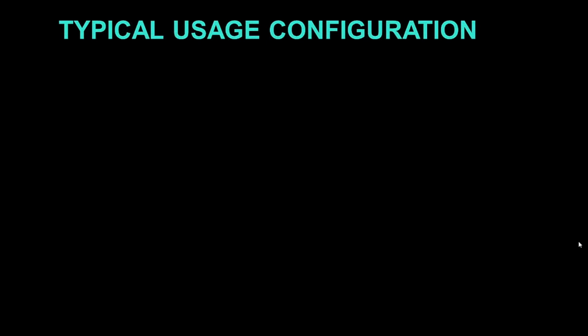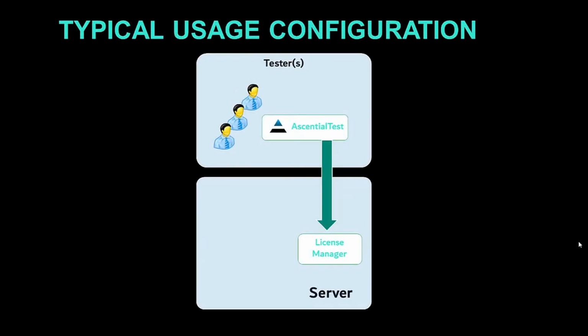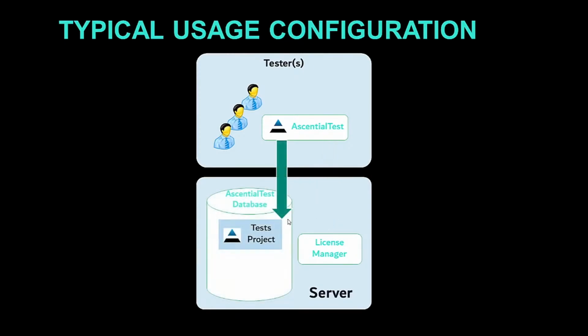Let's take a look at a typical usage configuration. Now, AscentialTest is a testing tool that operates on your desktop, and it talks to a license manager. Your test projects are stored in a database, and as I mentioned, we support Subversion already. Your test data can be in any database that you would like it to support your test results.